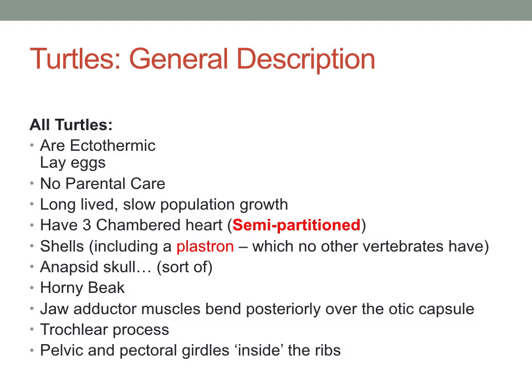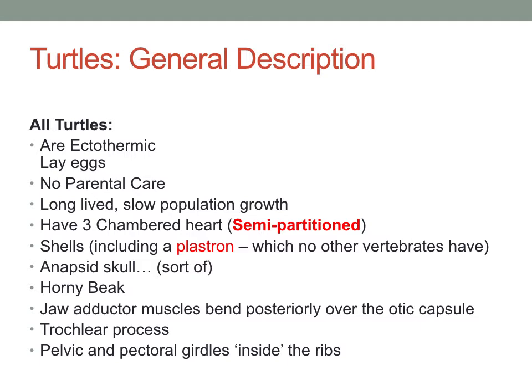Things that differentiate or distinguish turtles from squamates, the other sauropsids, are typically that they're quite long-lived and they have very slow population growth. They have a three-chambered heart, similar to that of the amphibian, but it's semi-partitioned. Some of them have cutaneous respiration, but most don't. Most breathe exclusively through their lungs. Turtles have shells, including a plastron, which like no other vertebrates have, and how the shell formed has been a bit of a mystery for a while as well.